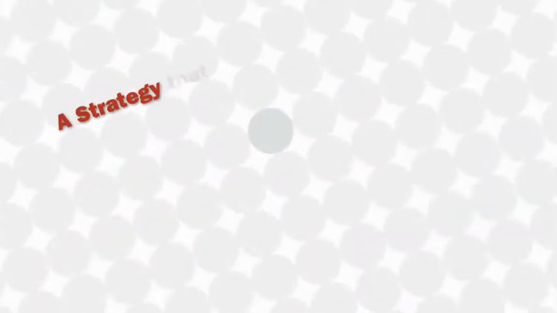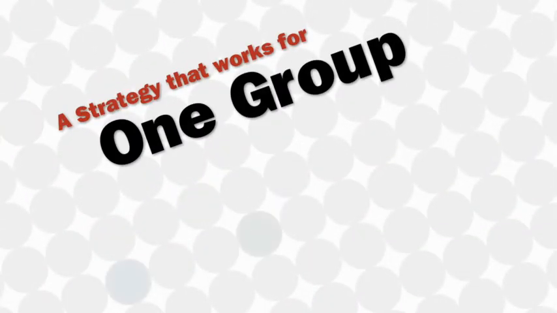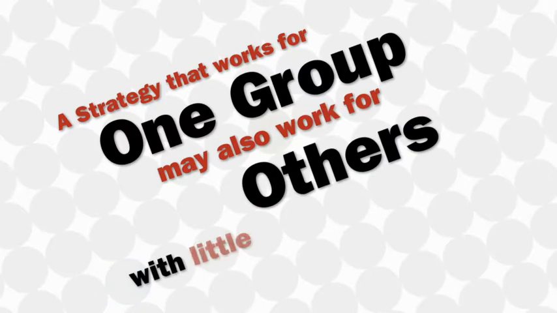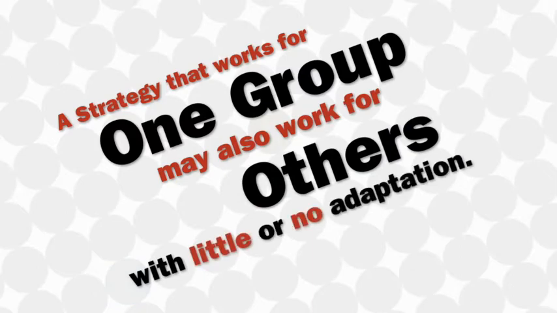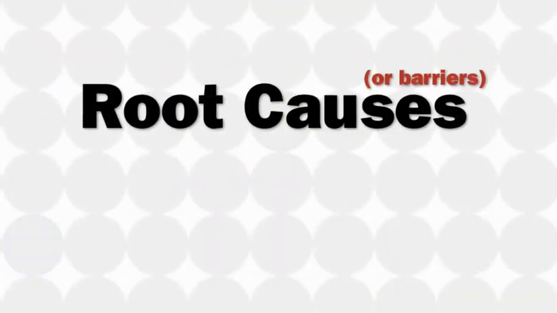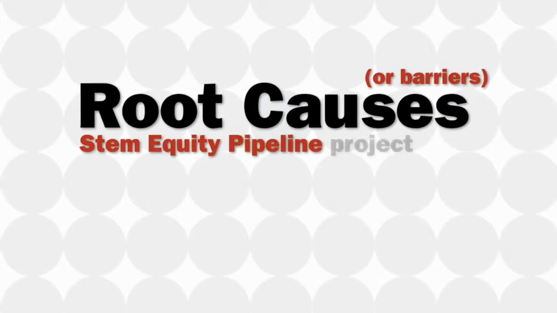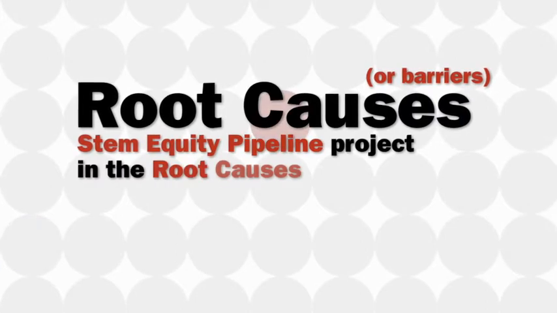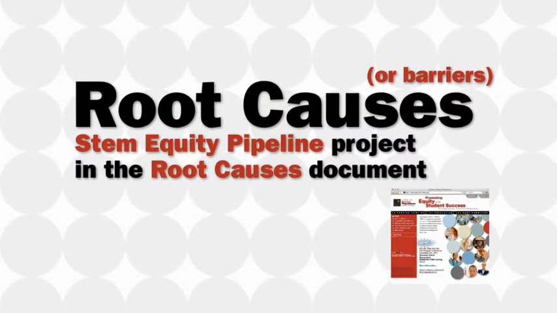Keep in mind that a strategy that works for one group of students may also work for others with little or no adaptation. Many of the words or phrases used in this presentation are identified as root causes or barriers by the STEM Equity Pipeline Project in the Root Causes and Strategies document available on the JSPAC website.